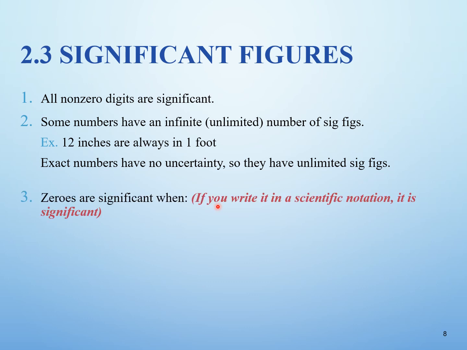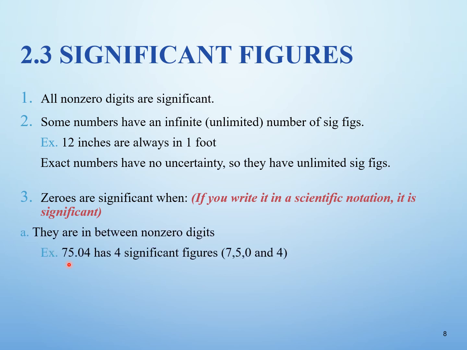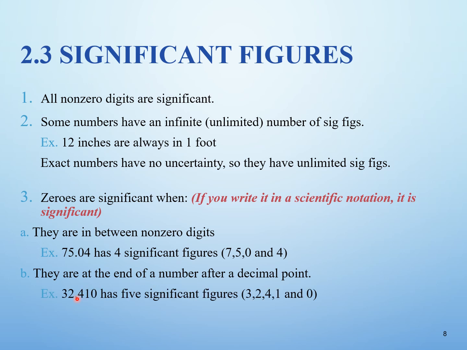Zeros are significant when, so there's a few options, but a key point is if you write it in scientific notation, it is significant. So if you think, well, that's silly, why would I write that 0 down? Then it's probably not significant if you have trouble trying to decide. If they're in between non-zero digits, like 75.04, we'll have 4 sig figs because it's 1, 2, 3, 4. You count that 0. And then if they're at the end of a number after a decimal point, like 32.410, this 0 here is significant because it tells you that the uncertainty is at that last 0. So 32.410 has 5 sig figs.